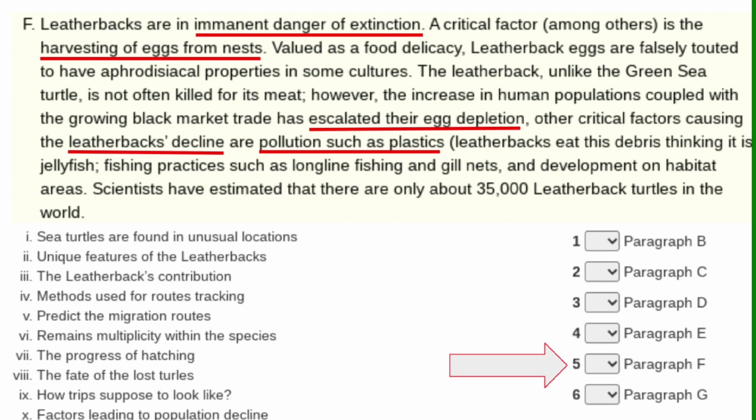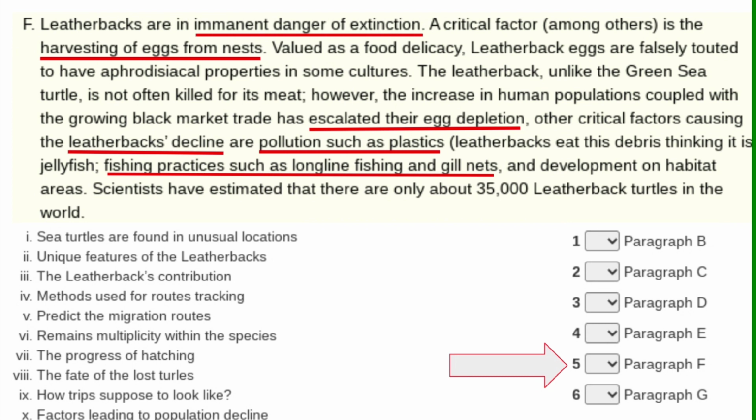Well, here it's giving us another reason. Leatherbacks eat this debris thinking it is jellyfish. Fishing practices such as longline fishing and gill nets, again, it's giving us another reason why they're dying out, why they're getting fewer in number. And also, development on habitat areas. Scientists have estimated there are only about 35,000 leatherback turtles in the world.